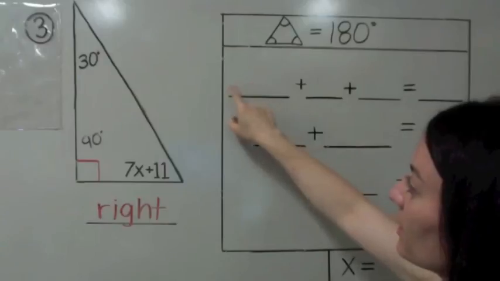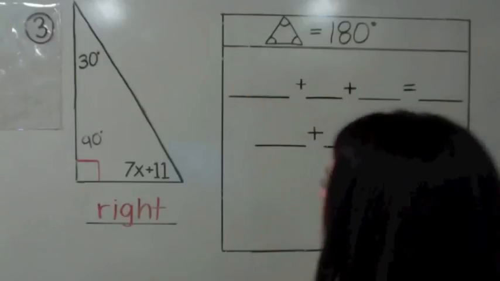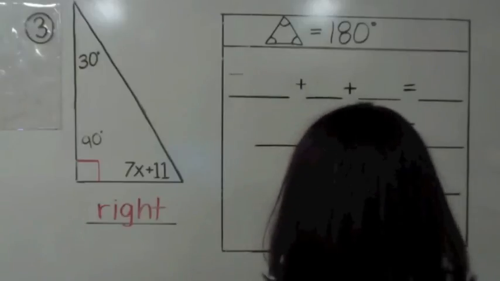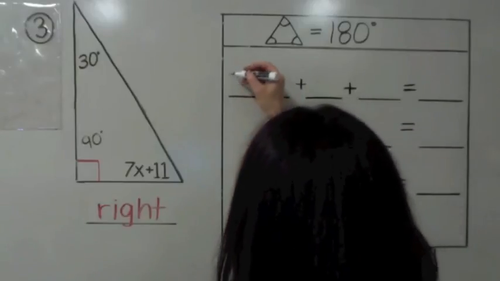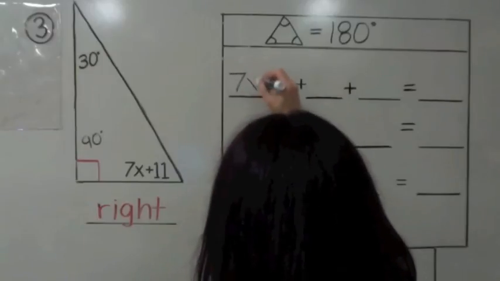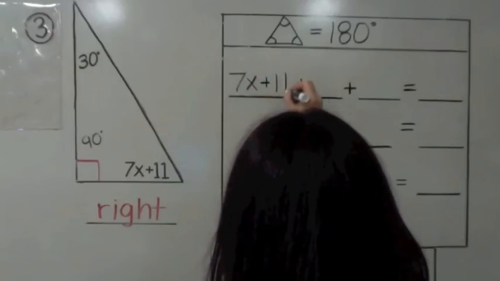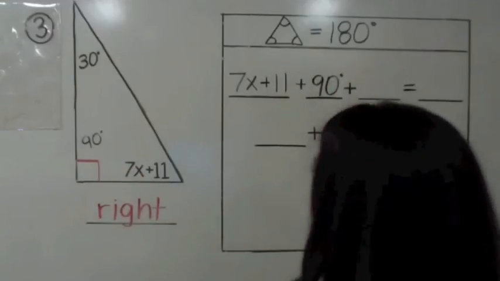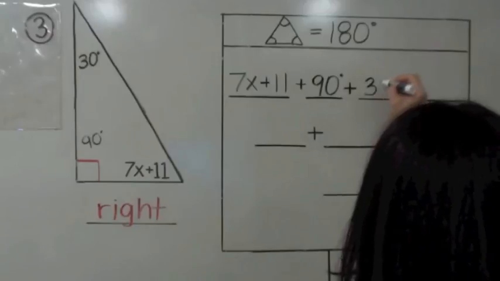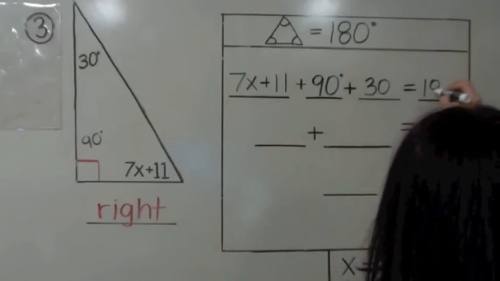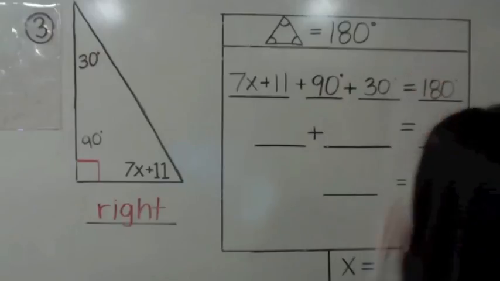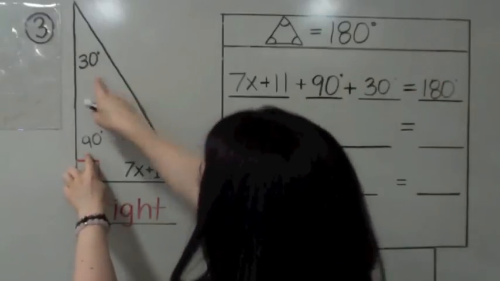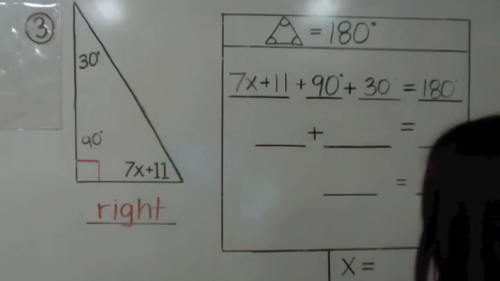So here, let's go ahead. This line's a little bit longer. Instead of just writing 7x, let's write 7x plus 11. Then we're going to add 90 to it, and we're going to add 30 to it. And it should give us 180 degrees. Now, this looks a little bit different because we know that we have to add 90 and 30, but we also have a positive 11.